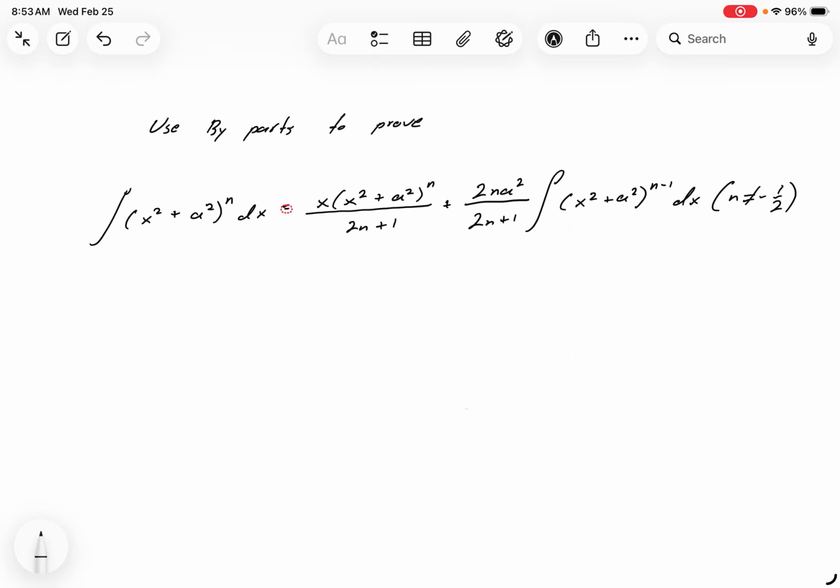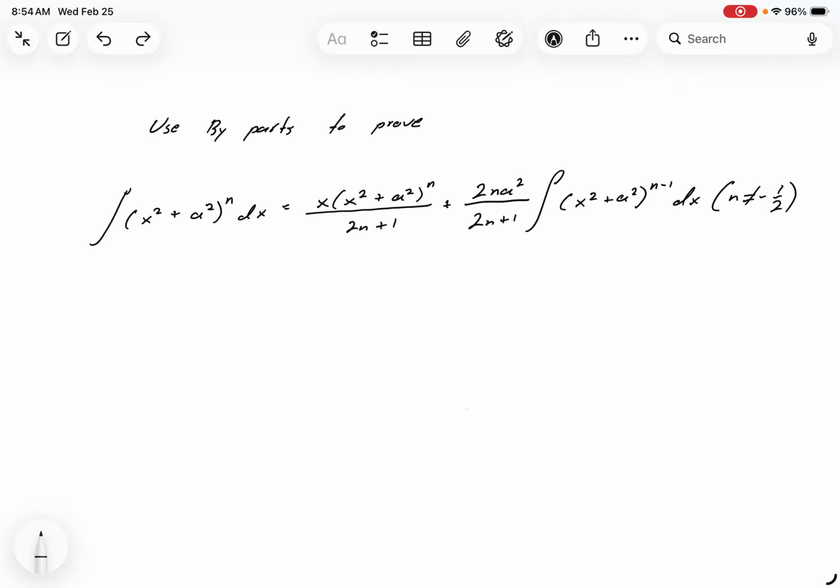Good morning. Today we have a small proof to do. We're going to use integration by parts to prove that the integral of (x squared plus a squared) raised to the n power dx is equal to this part right here. So that's what we're going to be proving.